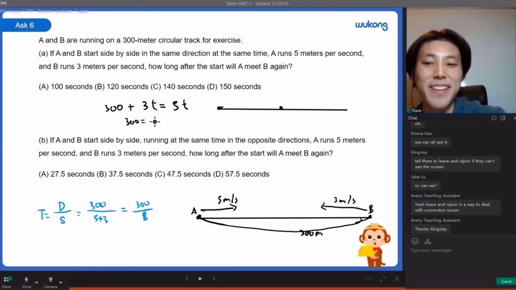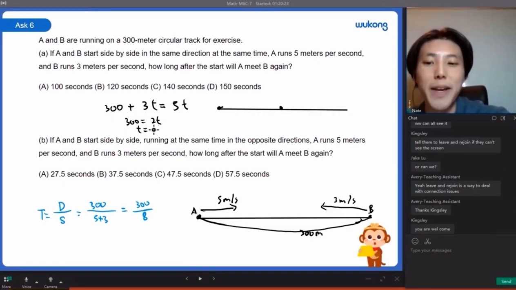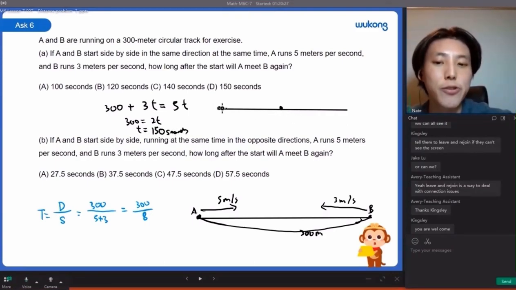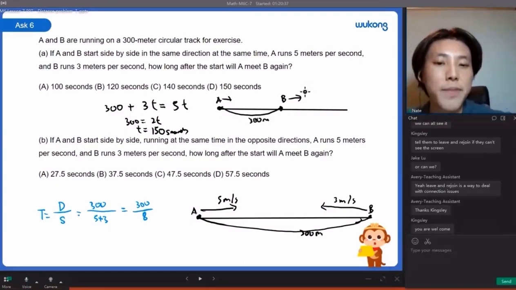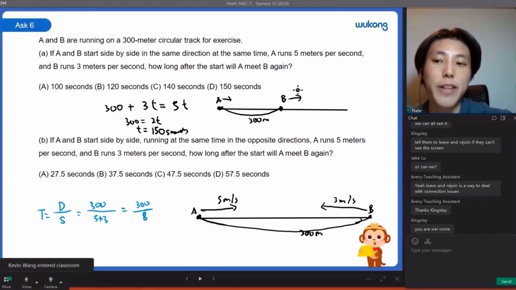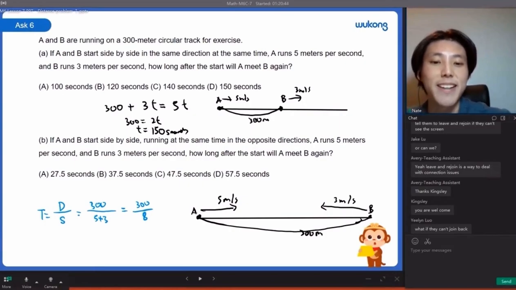Now that's going to be 2t. Now the difference of speed, and that'll be the time it takes to cross again, to catch up, which will be 150 seconds. So if I draw a straight line, this is A, and that's B, and they're 300 meters apart, and B is traveling at 3 meters per second, and A is traveling at 5 meters per second, it's the same thing as the straight line question.